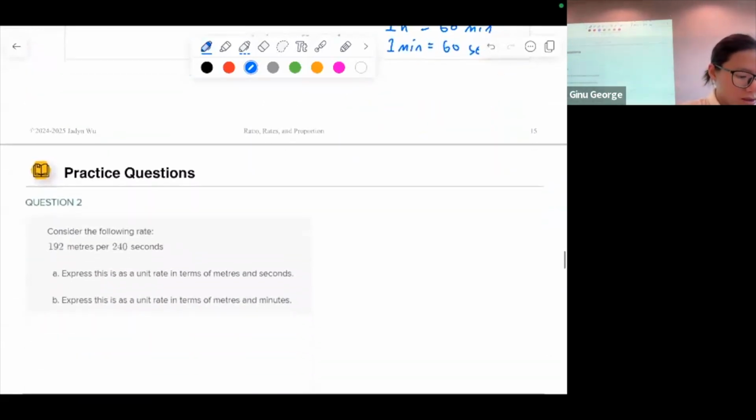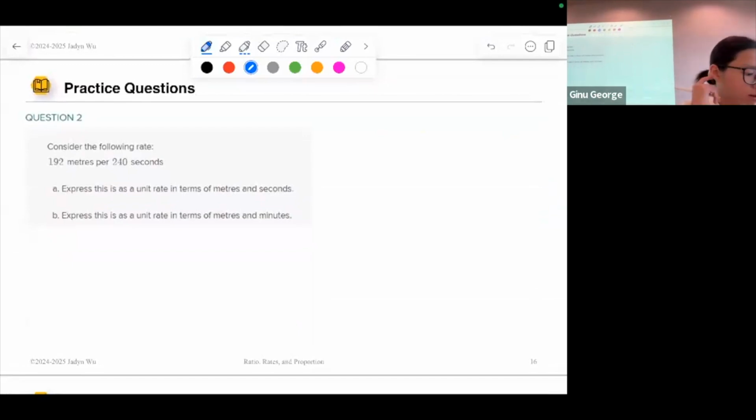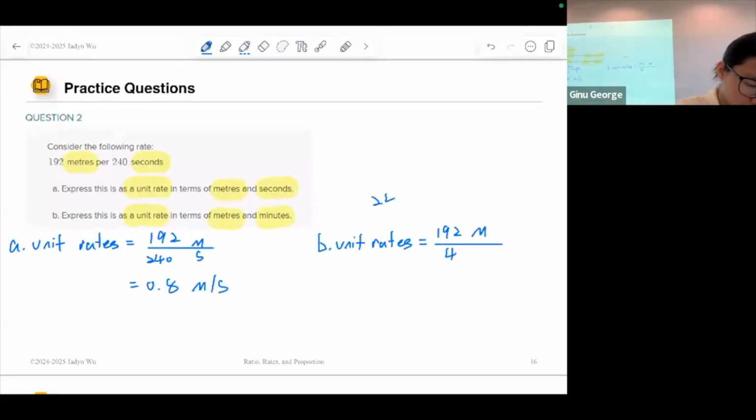Okay. So I have a practice problem. For the practice problem, I have a rate in meters per second. I want to change it to meters per minute, which is the unit rate. So for the first one, maybe we want to say that 240 seconds equals 4 minutes. And then we did the calculations. So it shall be 48 meters per minute. That's correct here. So yeah, I would say well done for this question.